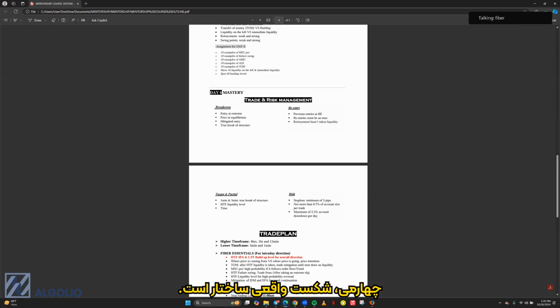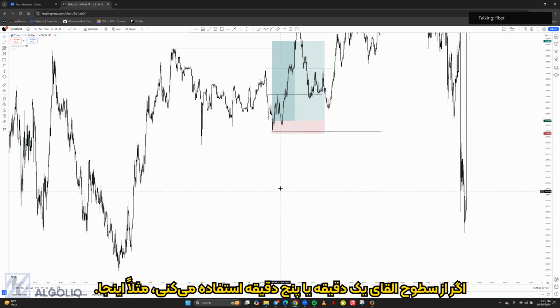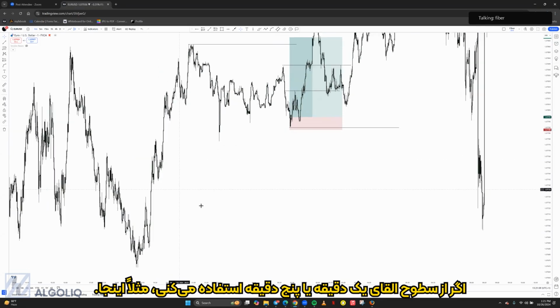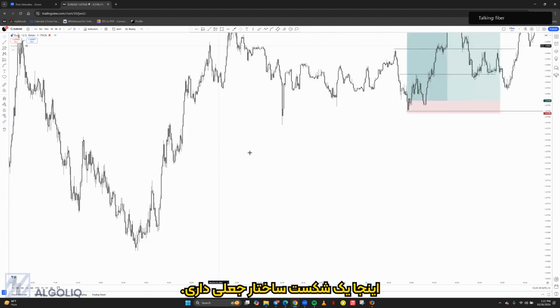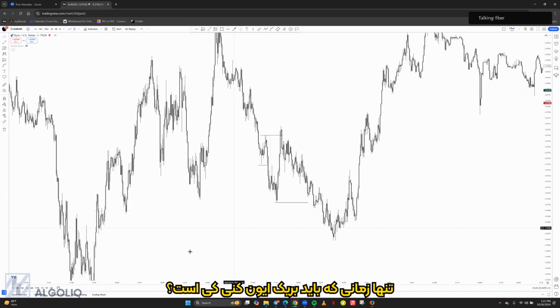The fourth one is a true break of structure. If you are taking a 1 minute or 5 minutes inducement level, an example is this. You have a fake break of structure right here on the 1 minute, and you have an inducement, and you have a true break of structure. The only time you have to break even is when you have your true break of structure.